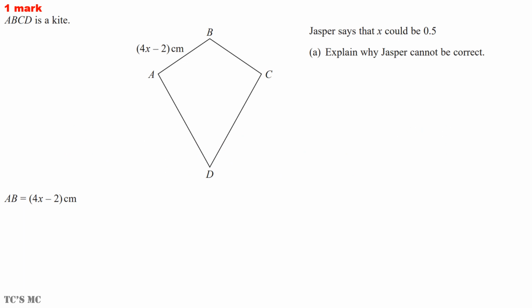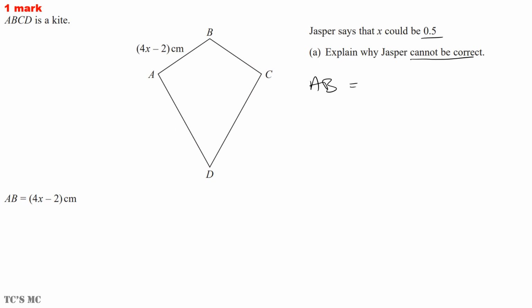ABCD is a kite. AB is equal to 4x subtract 2 centimeters. Jasper says that x could be 0.5. Explain why Jasper cannot be correct.